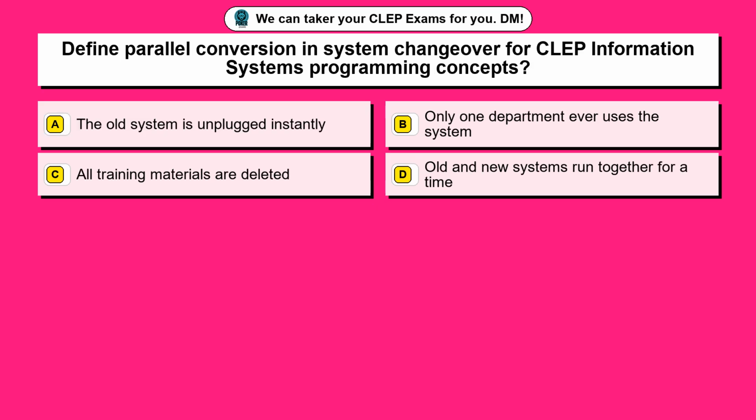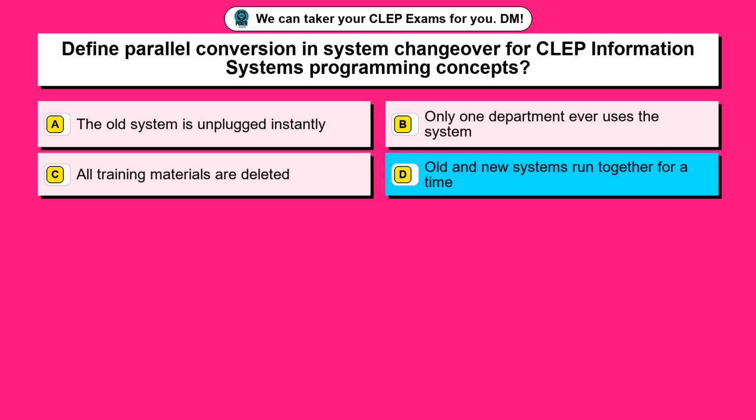Question 76. Define parallel conversion in system changeover for CLEP Information Systems programming concepts. Option A. The old system is unplugged instantly. Option B. Only one department ever uses the system. Option C. All training materials are deleted. Option D. Old and new systems run together for a time. The correct answer is option D.